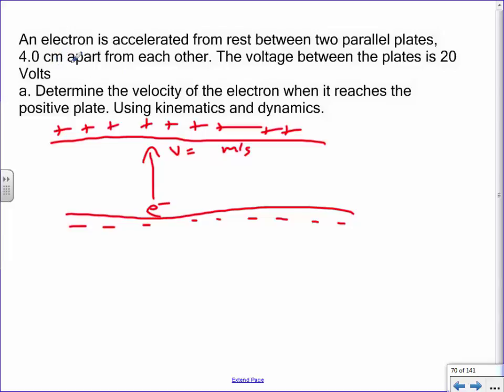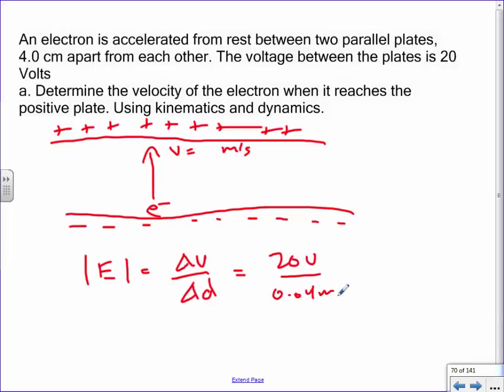So based on what we have right here, I could then say that my electric field strength is equal to my change in voltage over my change in distance. Well, I have that, don't I? My voltage is 20 volts. My distance, if I convert it properly, is 0.04 meters. So I should be able to find my field strength. 500 volts per meter.